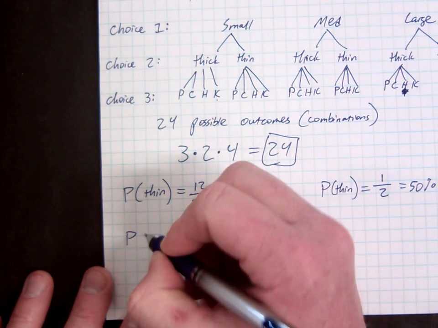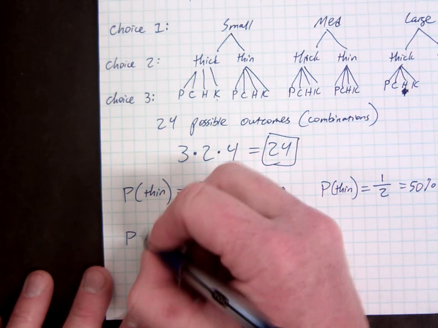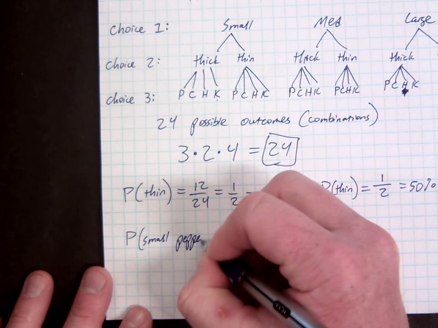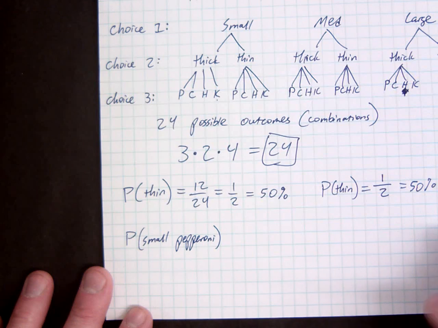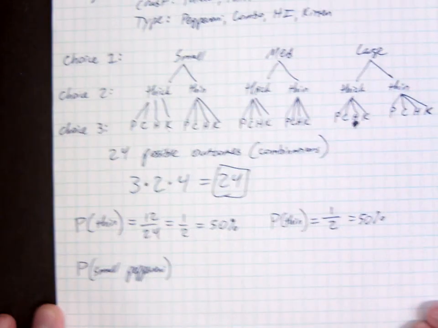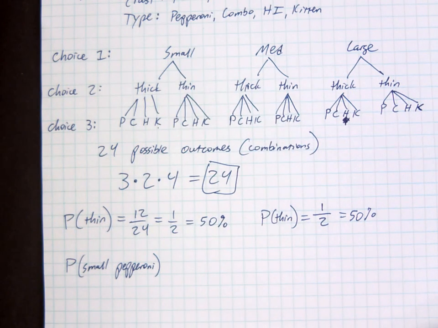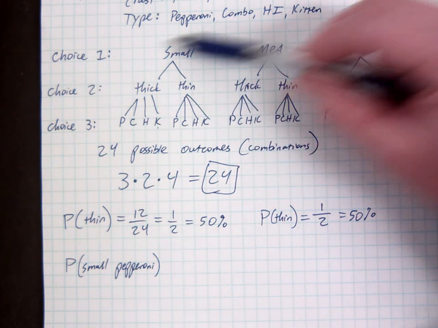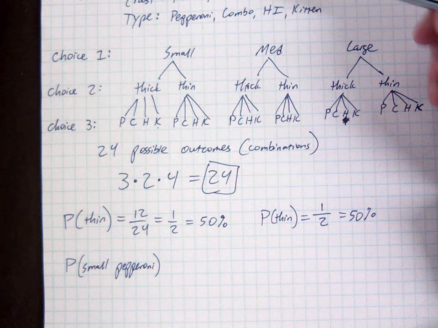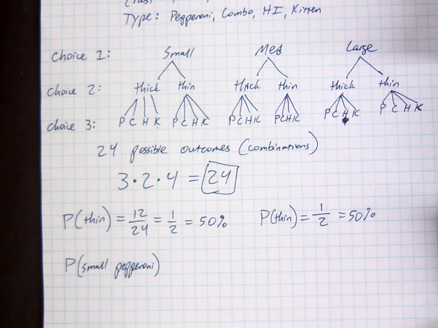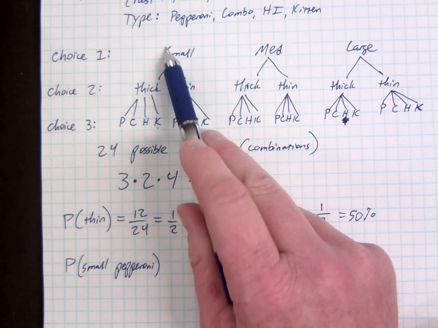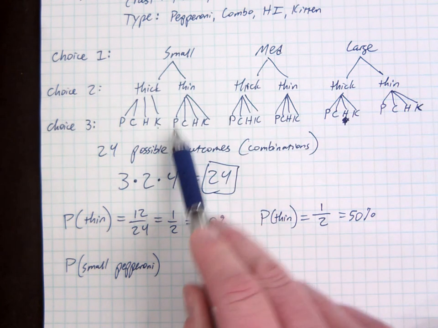Let's look at another example. What's the probability that I get a small pepperoni pizza? All right, well, we can use our tree diagram first of all. So we know we have to be on this small branch. So we're only looking at this part of the tree diagram. And then we need a small pepperoni. Now notice the crust didn't matter. So there's a small pepperoni right here. It has a thick crust. And a small pepperoni right here. It has a thin crust.